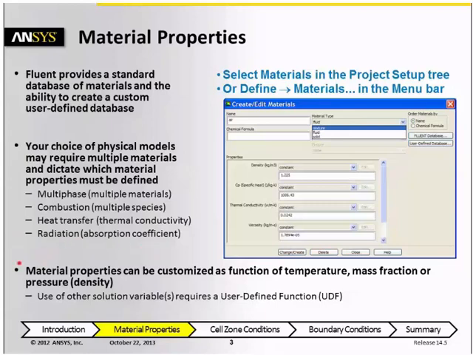You can specify constant values for the properties, as we see in the graphic here, but you can also specify the properties as functions of temperature and/or mass fraction, or in the case of density, also as functions of pressure. These are just built-in specifications, though. With user-defined functions, it is possible to define material properties as functions of other solution variables also, if that's appropriate.